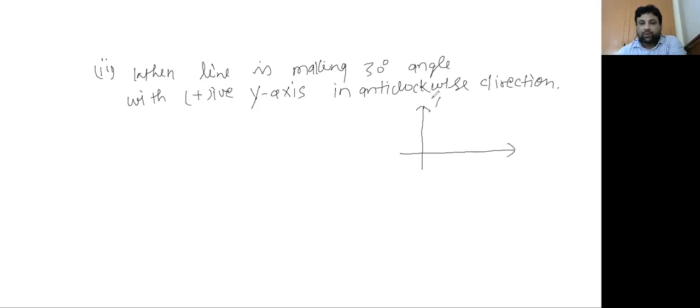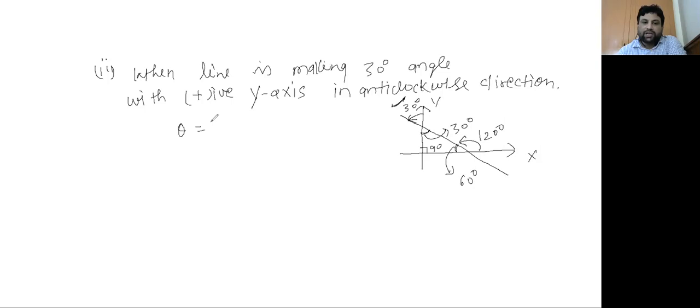Here you can see this is the y-axis, this is the x-axis, and a line is making a 30-degree angle with the positive y-axis in anti-clockwise direction. I think the diagram is clear to everyone. This angle is 30 degrees, the angle with the positive direction of y-axis. This is 90, so definitely this angle will become 60 degrees, by the angle sum property of a triangle. So the angle with the positive direction of x-axis will be 120 degrees.